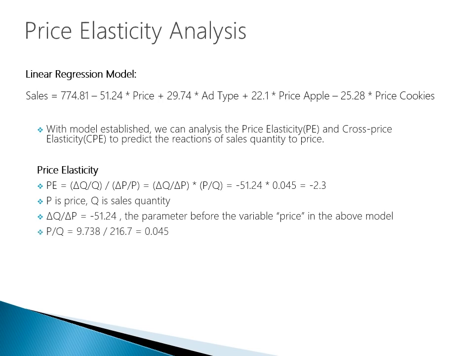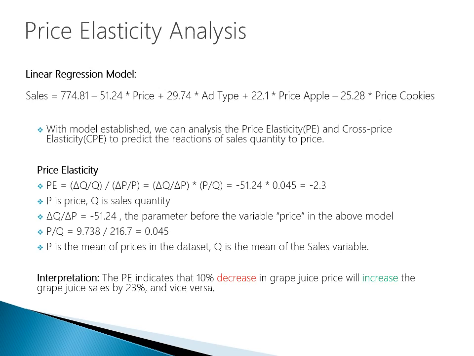Price divided by Q is 9.738 divided by 216.7, which is 0.045. The P in this equation is the average price of the data set. So if we went back and looked at our summary statistics, we'll find that the average price of grape juice is 9.738. And Q is the average value of the sales quantity variable.